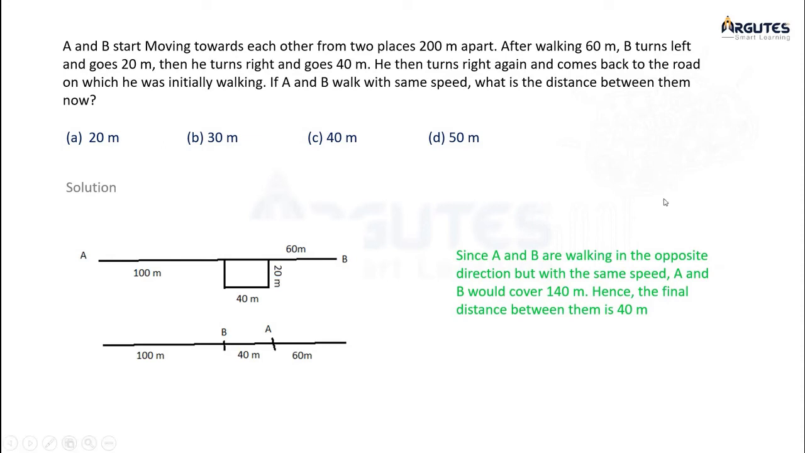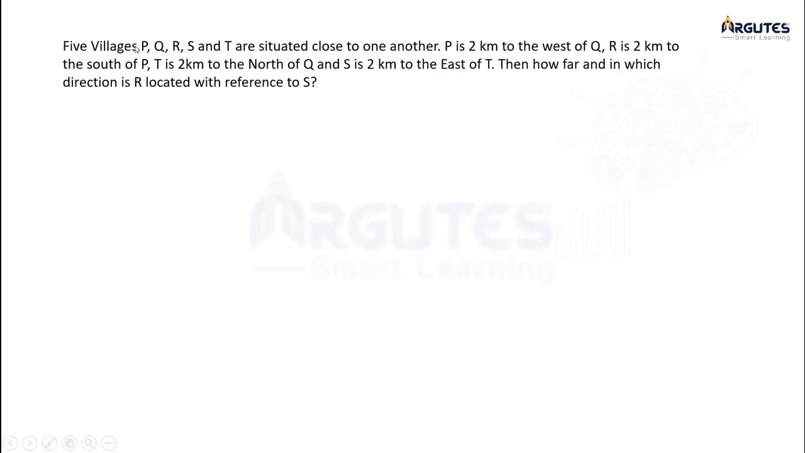Yes. Now, moving on to the next question. 5 villages P, Q, R, S, T are situated close to one another. P is 2 km to the west of Q. R is 2 km to the south of P. T is 2 km to the north of Q. And S is 2 km to the east of T. Then, how far and in which direction is R located with reference to S?